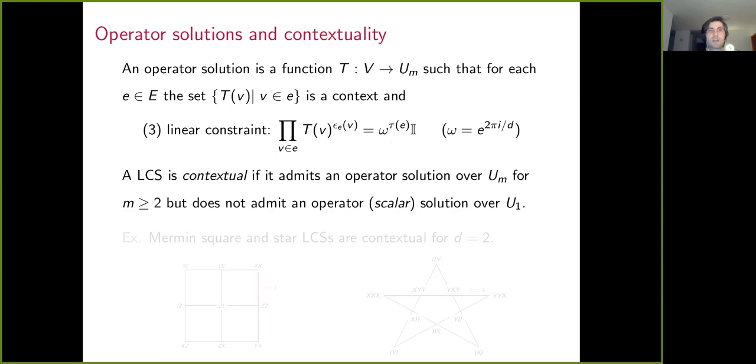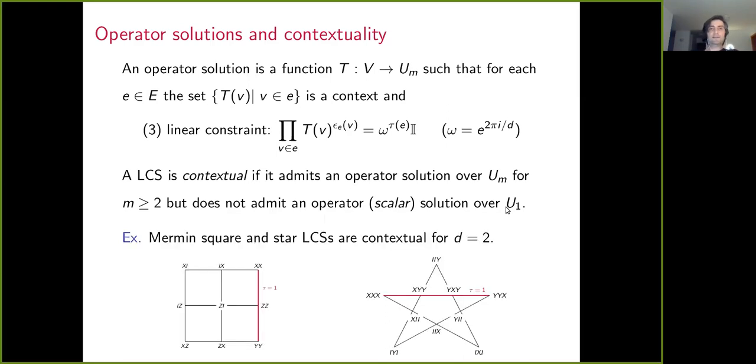So a linear constraint system is contextual if it admits an operator solution over U(m) for m greater than or equal to 2, but it does not admit an operator solution, also called a scalar solution, over U(1). So this is the definition. It is precisely state-independent contextuality.